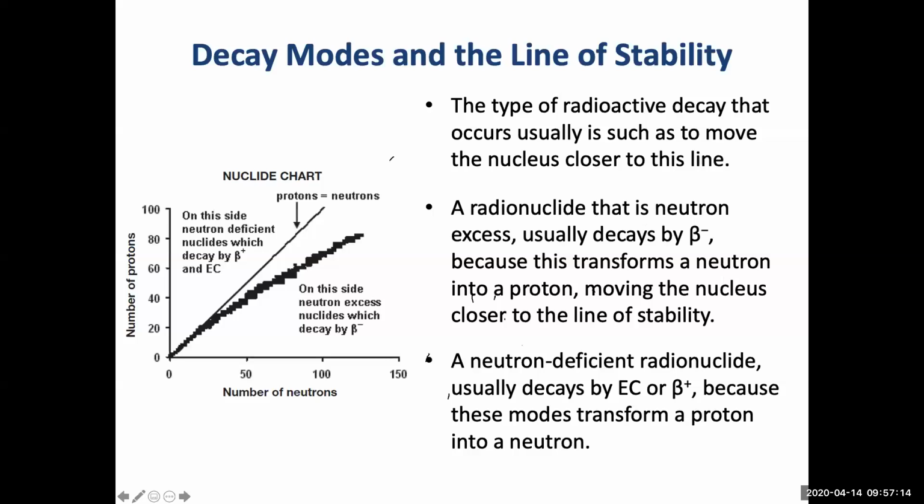A radionuclide that is on the neutron excess side, in this location here, usually decays by beta minus because this transforms a neutron into a proton, moving the nucleus closer to the line of stability. A neutron deficient radionuclide usually decays by electron capture or positron because these modes transform a proton into a neutron and move it closer to the line of stability.